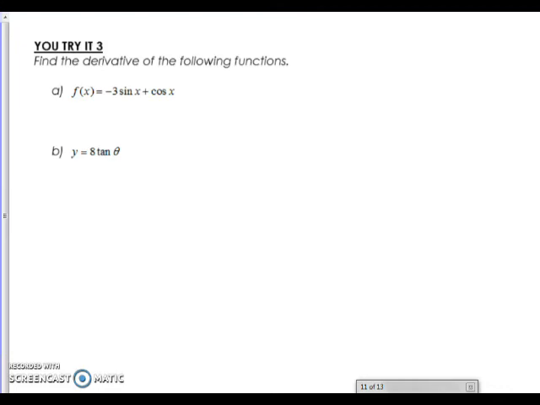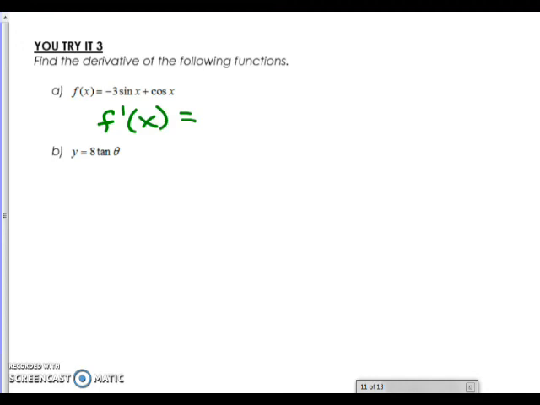So it says, find the derivative of the following. Again, we're just trying to find the derivative, and one of the properties of derivatives was that we were allowed to take derivatives term by term. That's good news if you have something like part A here. It has trig functions, but they're separated by a plus sign, so I can take it term by term.